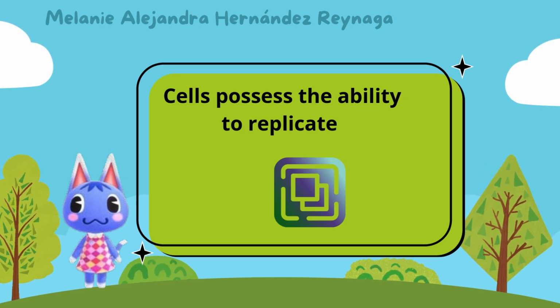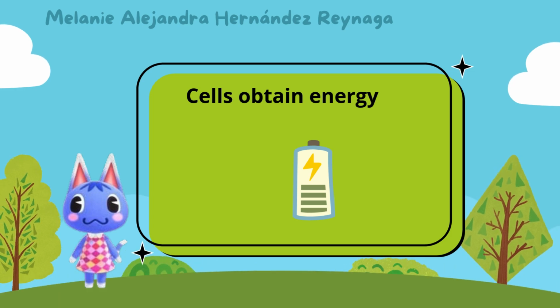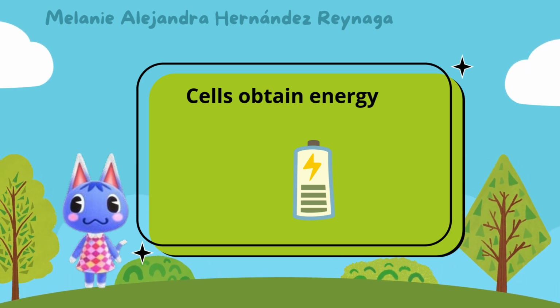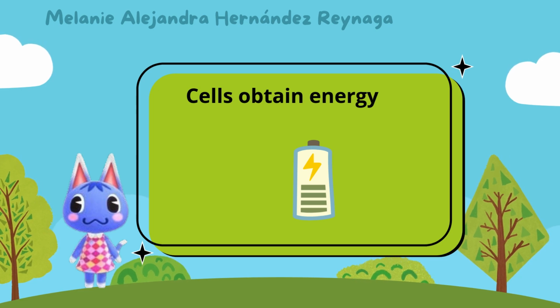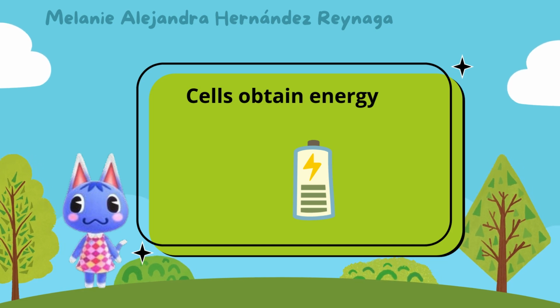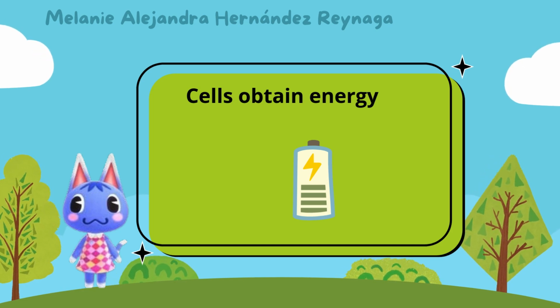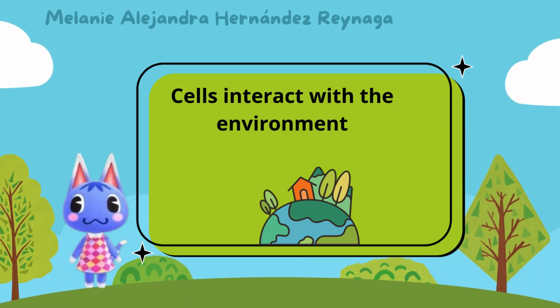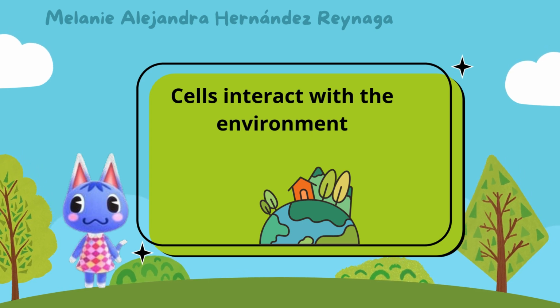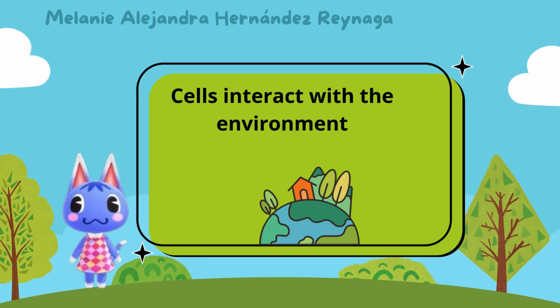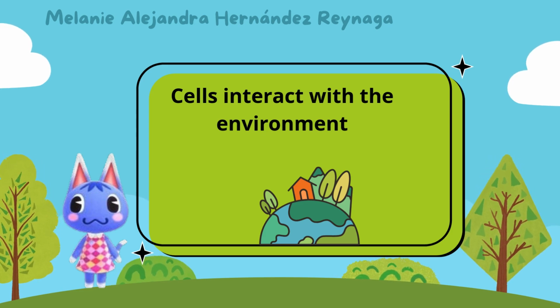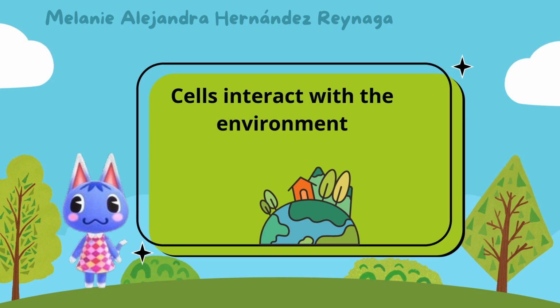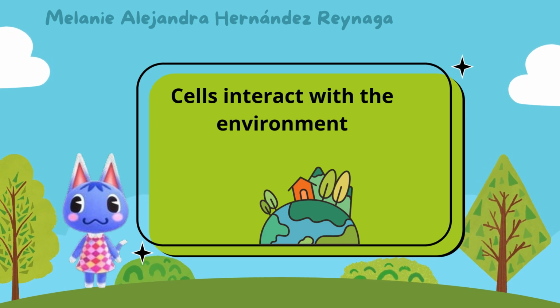Number three, cells obtain energy. To maintain the cell's high degree of organization and complexity and to sustain its metabolism, the cell needs a constant supply of energy. Number four, cells interact with the environment. Cells possess various structures on their surface, which act as receptors through which various external agents generate specific responses in the cell.